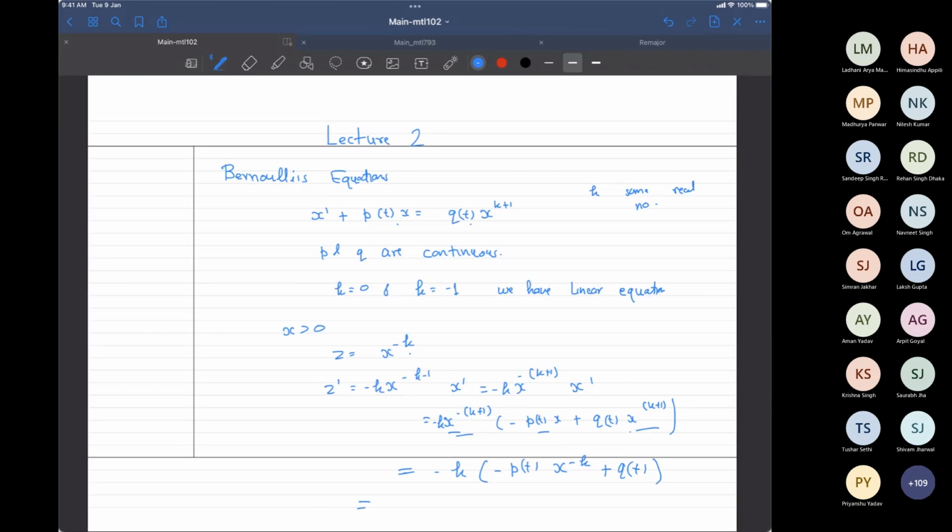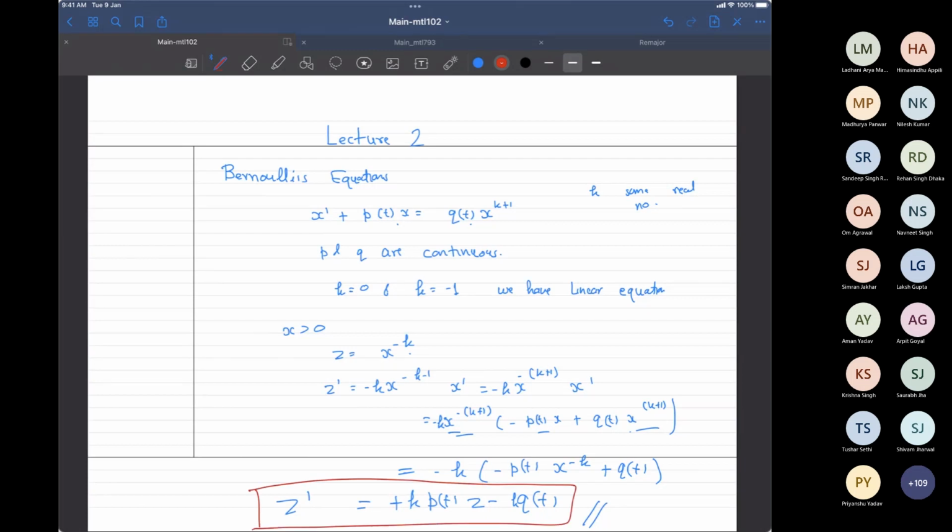That gets cancelled with this thing, so this is what is remaining. And now I can write this as minus k pt, and x minus k is z plus qt. So what we get is a linear ODE in z. Sir, won't the signs be opposite? It will be plus kpt and minus kqt. Yes, right, because I'm taking it inside, and then of course k will multiply here also. Thank you.